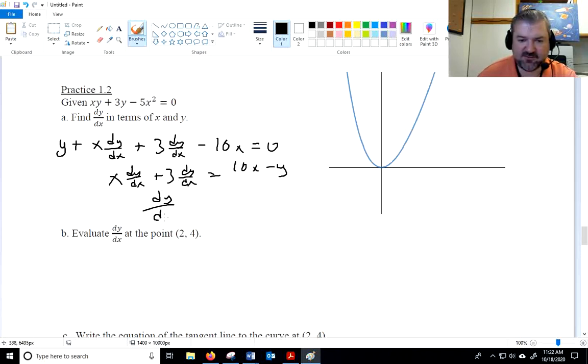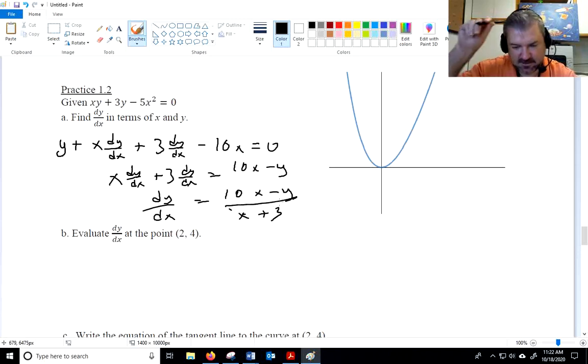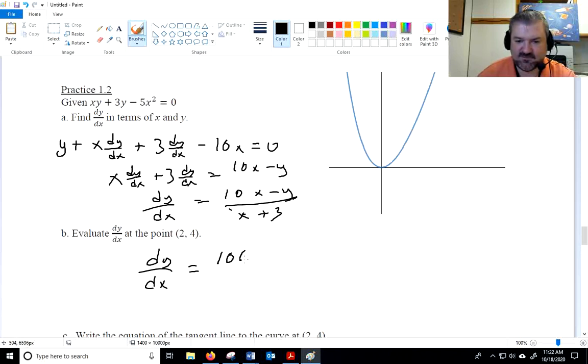And we'll factor out a dy/dx and divide by what was left over, which was x plus 3. All right, we've been asked to evaluate dy/dx at the point (2, 4). Note, we do need to use both the 2 and the 4 since our dy/dx is dependent on both x and y. So we have 10 times 2 minus 4 over 2 plus 3.